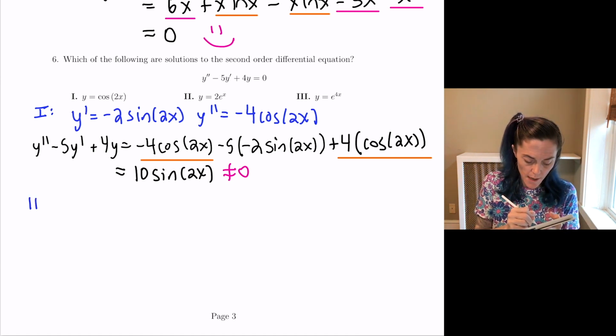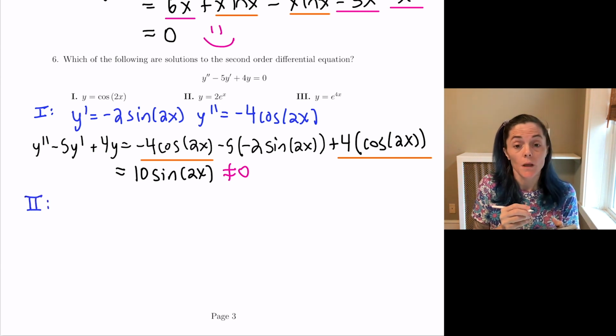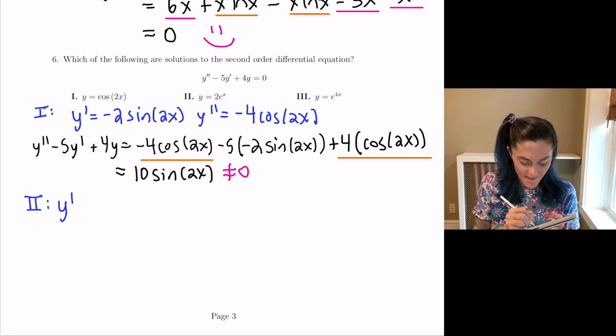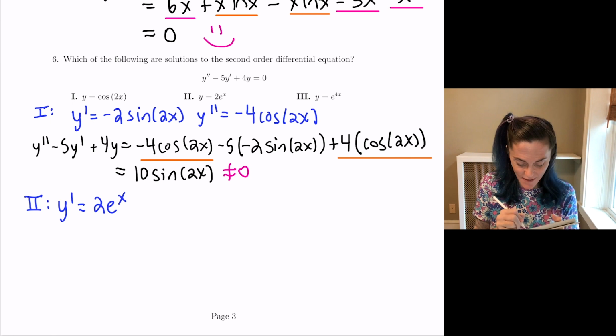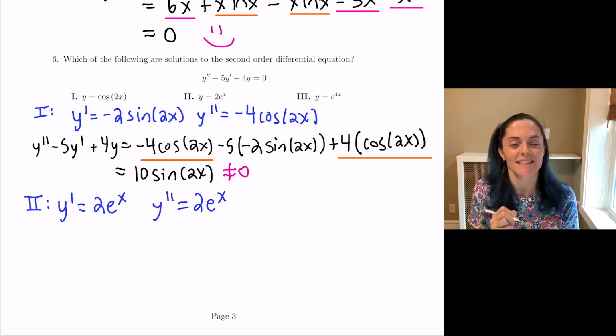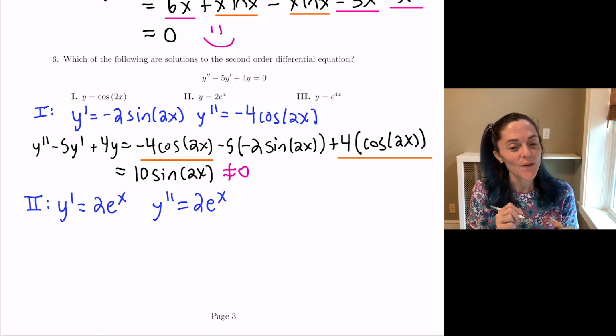Okay, let's move on. Number 2. We need y prime. We need y double prime. Oh, this one's fast. The derivative is 2e to the x. The second derivative is 2e to the x. I like differentiating e to the x.